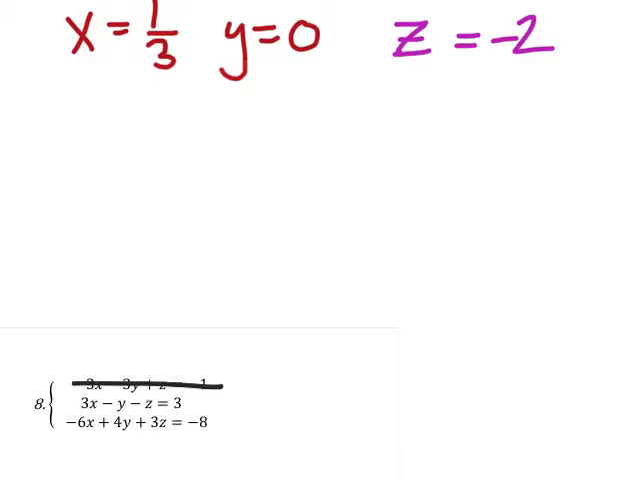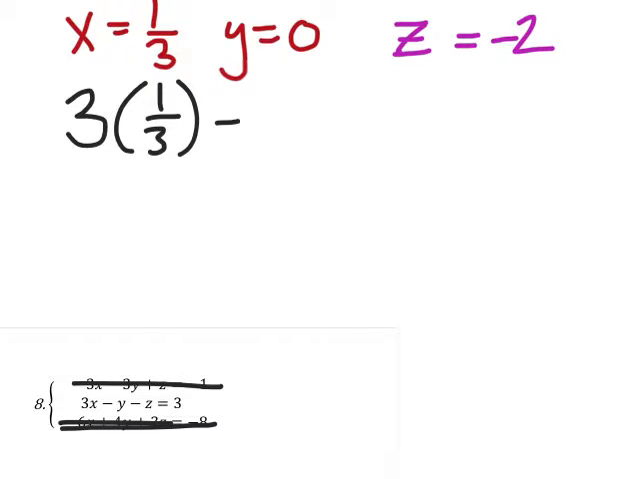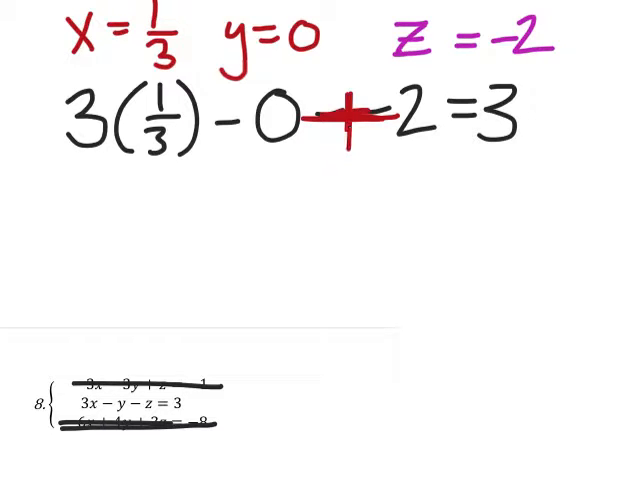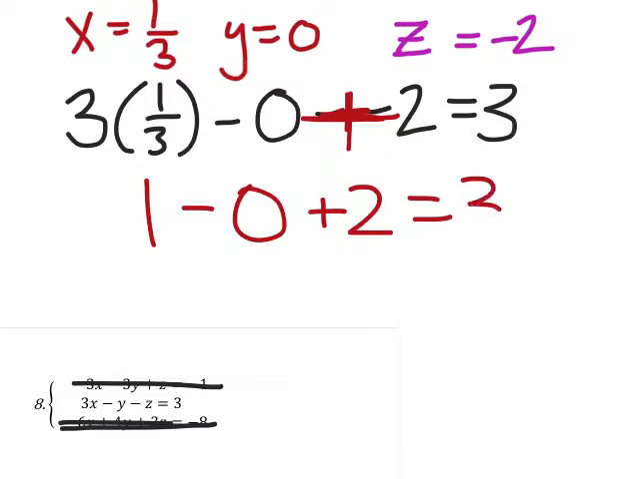That means we've checked using the top equation. So the last one we need to check is that middle one. We've got a 3x minus y minus z equals 3. And that's going to be a plus there. So we got 1 minus 0 plus 2 equals 3. And that's true. 1 minus 0 is 1 plus 2, 3.